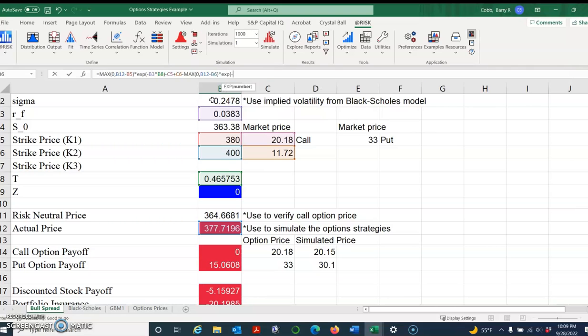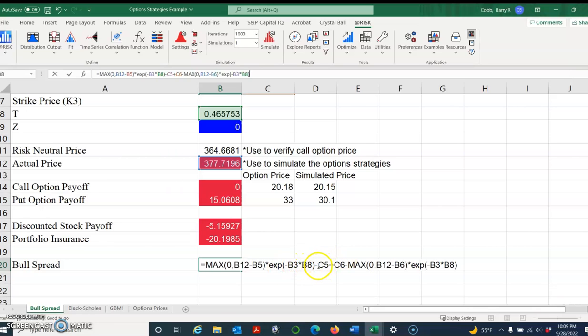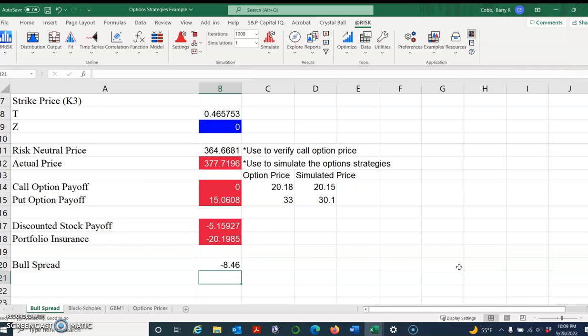And then because this payoff occurs in the future, we would discount it at the discount rate, which is the exponential function, negative the risk-free rate times the time to expiration. It's a fairly complicated formula, but what we have here is the payoff of the first call minus the price of the first call, because that's what we're purchasing, plus the price of the second call, because we're selling it, we receive that price, minus the payoff from the second call. And we call that a bull spread.